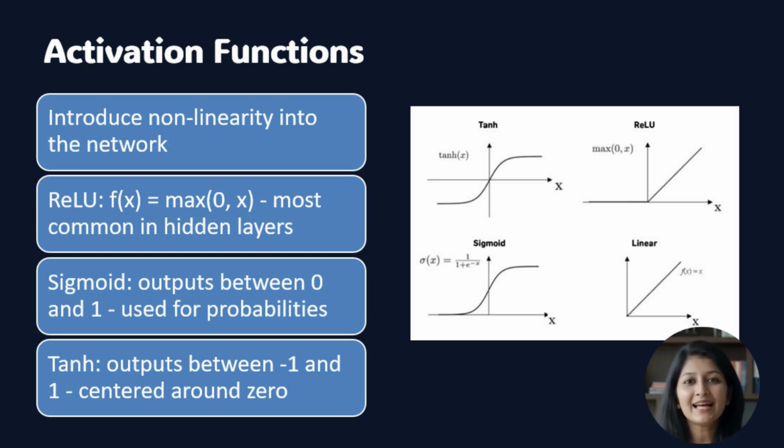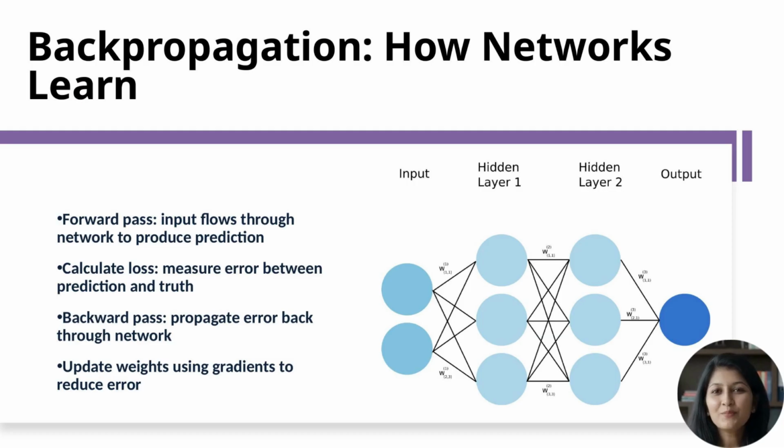Tanh, hyperbolic tangent, is similar to sigmoid, but outputs between -1 and 1 instead of 0 and 1. It's zero-centered, which can help training converge faster. Like sigmoid, it suffers from vanishing gradients for extreme values. Choosing activation functions matters. ReLU for hidden layers is usually a safe default, sigmoid or softmax for output layers when you need probabilities.